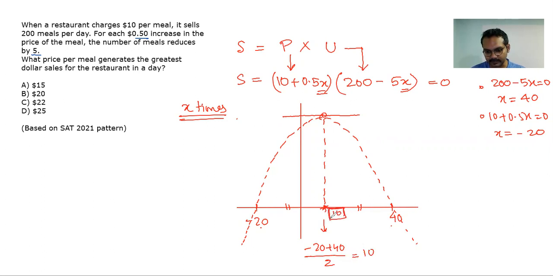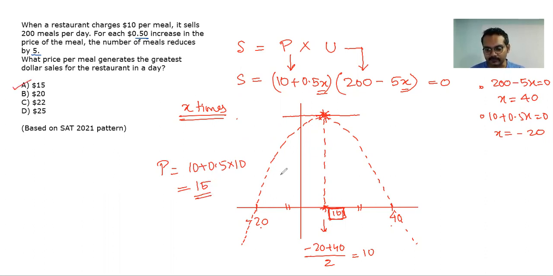Okay. So that means at x equal to 10, we will have the maximum. So I'm not interested in what the maximum is. I just need to know that at the price which is 10, at x equal to 10, right? X is the variable right here. So at x equal to 10, I will have the maximum. In that case, therefore, my price will become 10 plus 0.5 times 10, and that will be 15. So that is option A again.